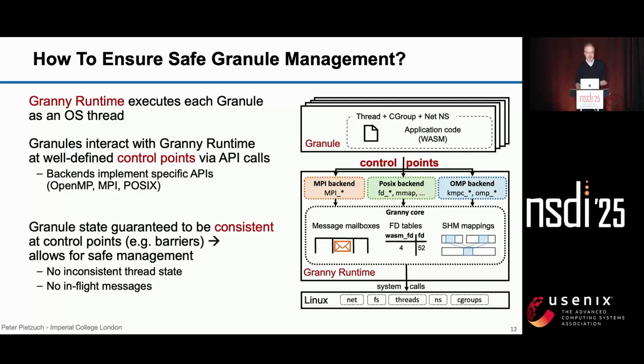So why does this help with consistency? Well, because we can now reason about the granule state at those control points. An API call could, for example, be a barrier that all threads have reached. Once that barrier has been reached, we know that there will be no further updates to shared data structures at this point, and that means that it's now safe for the Granny runtime to, for example, change the thread allocation. We can now reason about the fact that there may be no inconsistent thread state or no in-flight messages at that point in time. Okay?